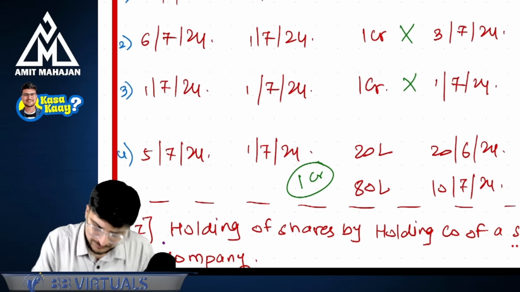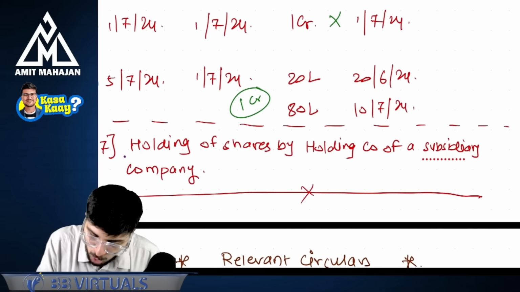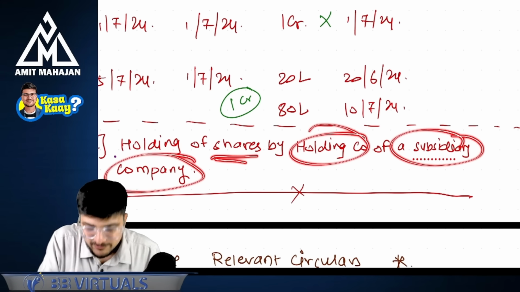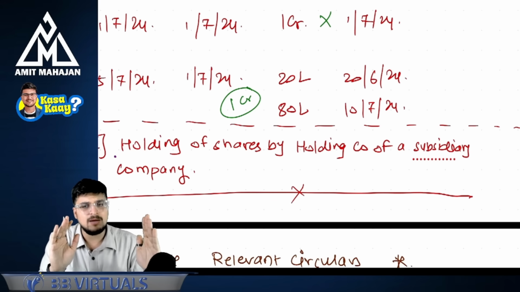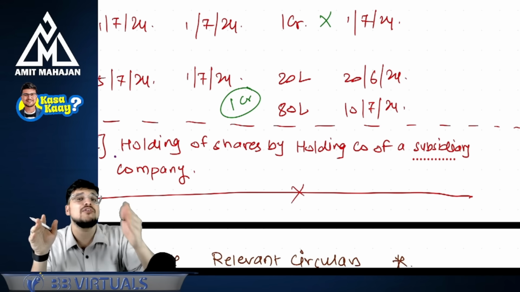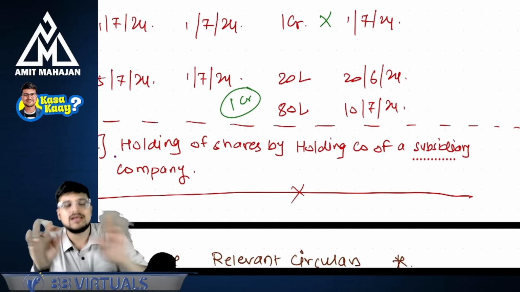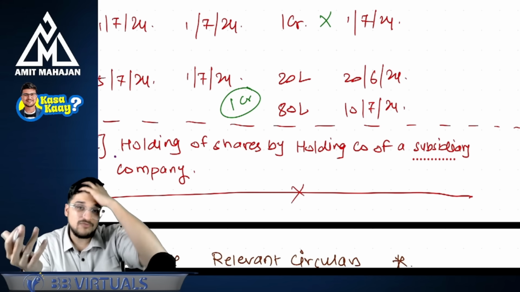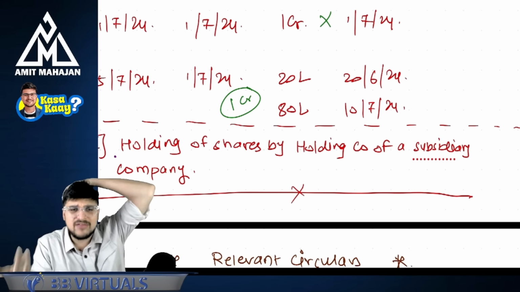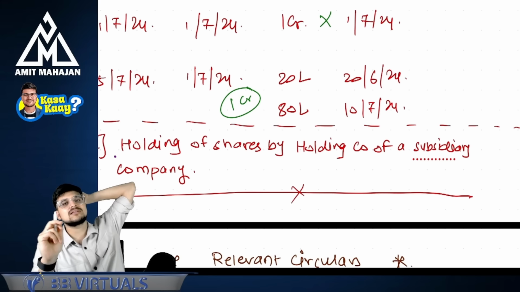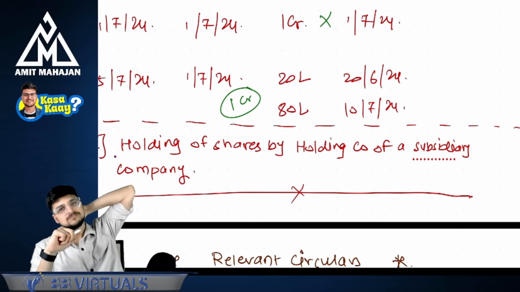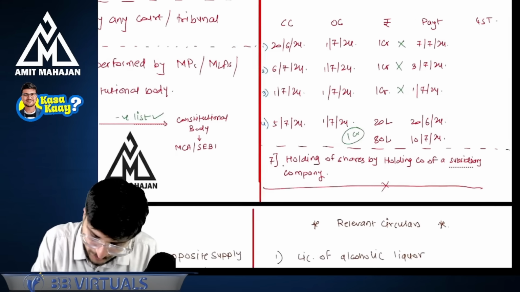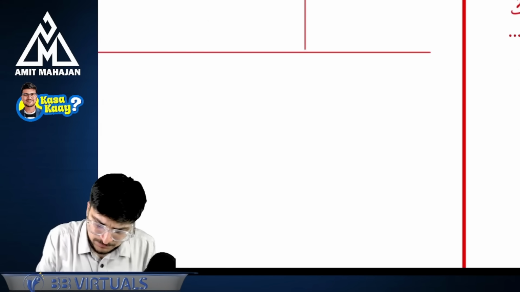Understanding? Okay. And the last point is holding of shares by a holding company of a subsidiary company, which means there is a holding company and there is a subsidiary company. If the holding company transfers the shares of the subsidiary company, there will not be any supply. Very simple. Why? Because it is not falling under the definition of supply and the definition of goods. Securities have been excluded, no? Okay. So these are the 7 negative list points.